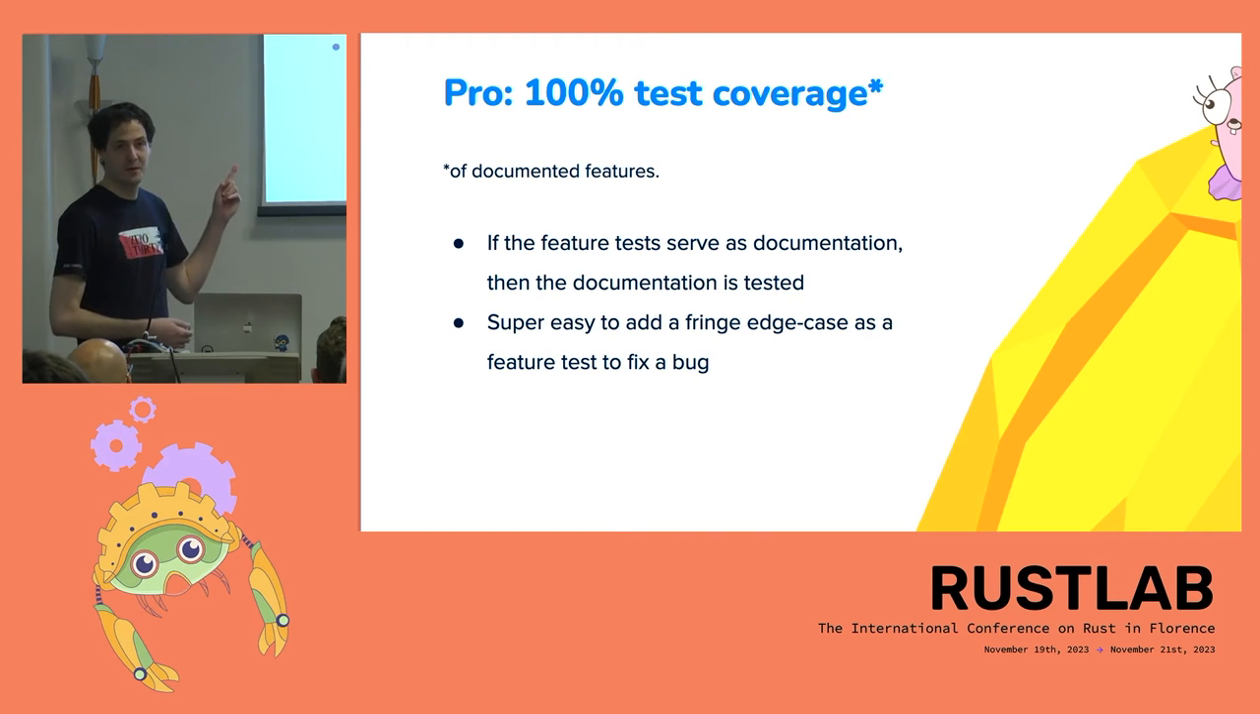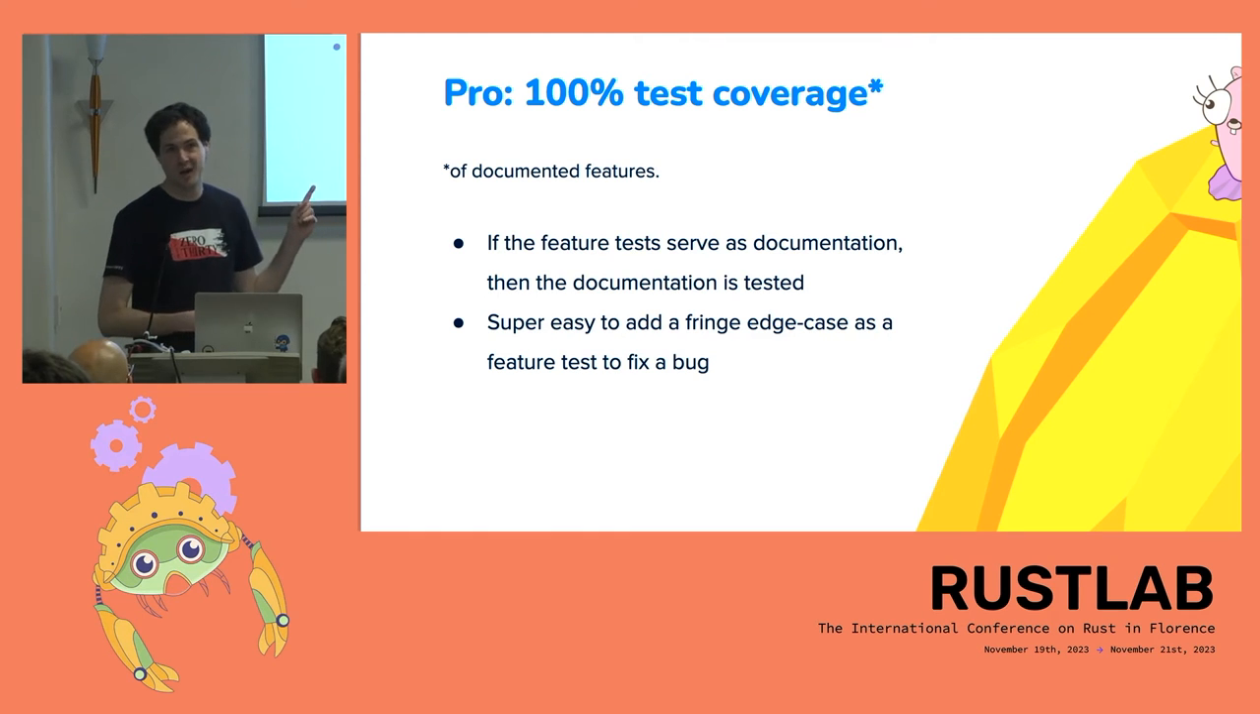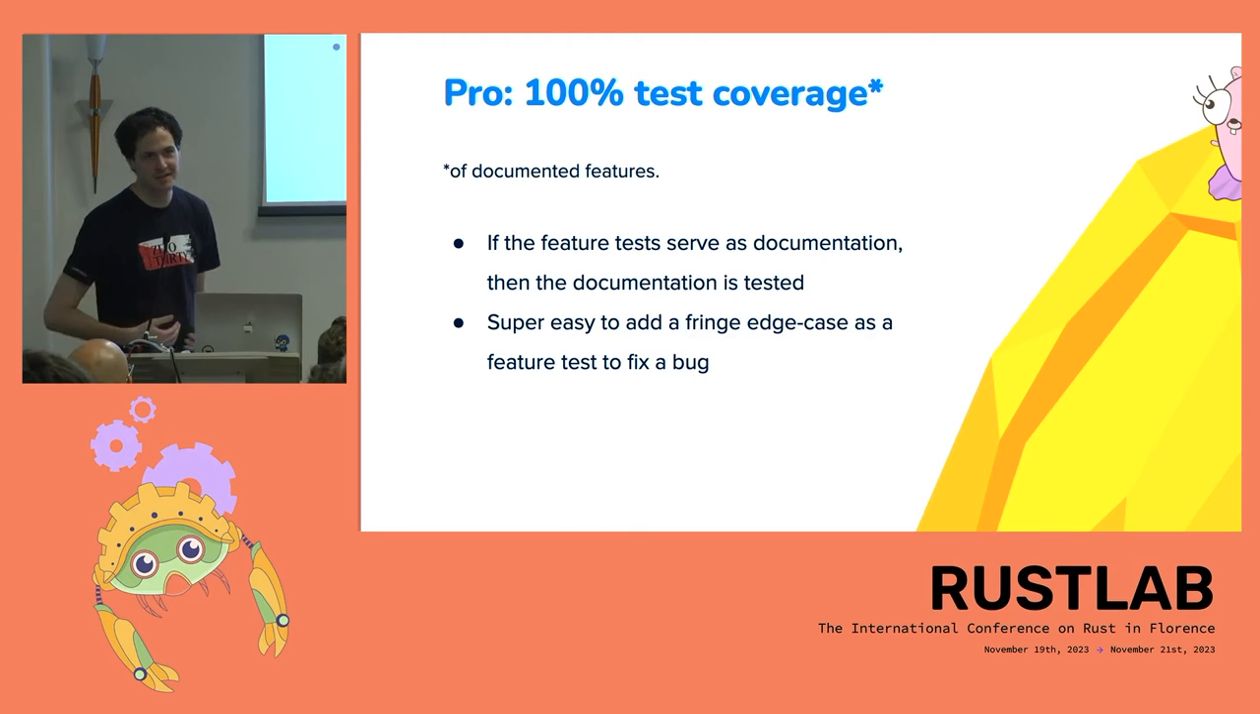This is my tagline always. I have 100% test coverage of my documented features, because my tests are my documentation. So if it's in the documentation, I'm not going to break it, because it's a test. And if something is broken, I didn't document that bit of behavior, apparently. That's also on me, of course. I can write a regression test and fix it. And then that will stay fixed, of course.